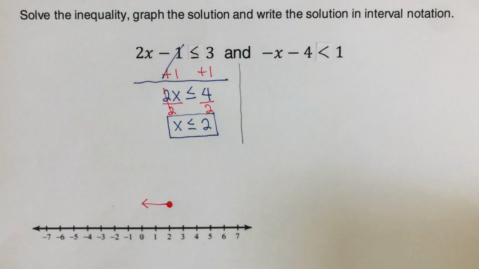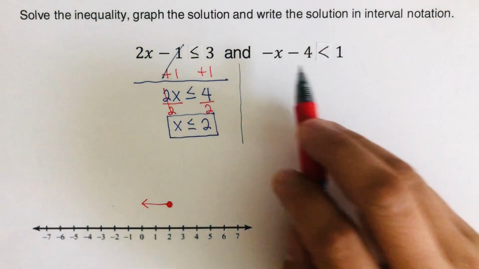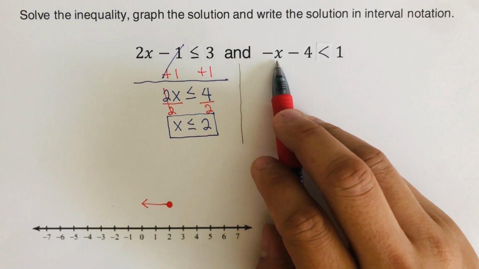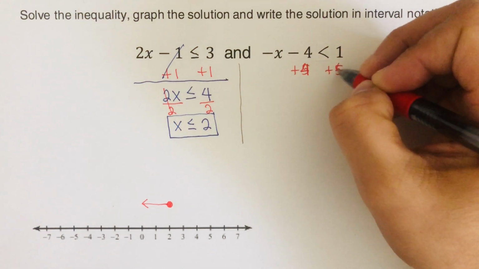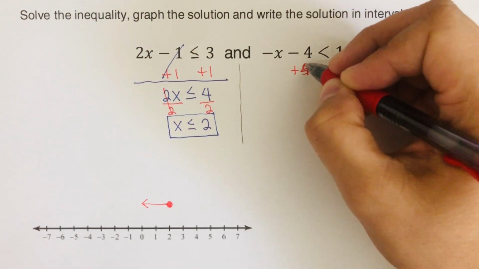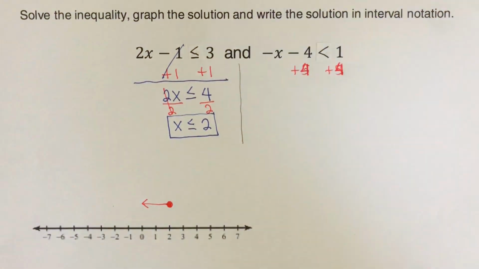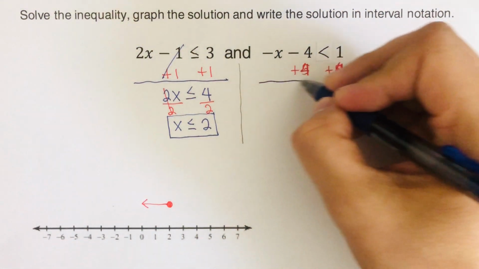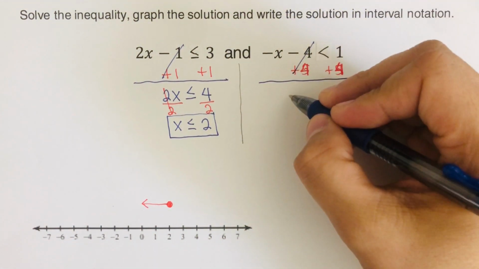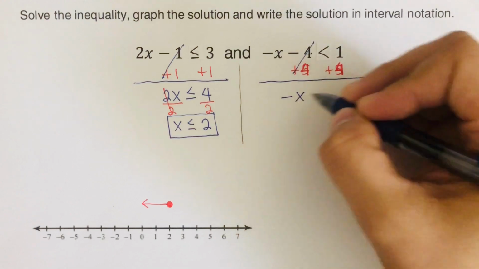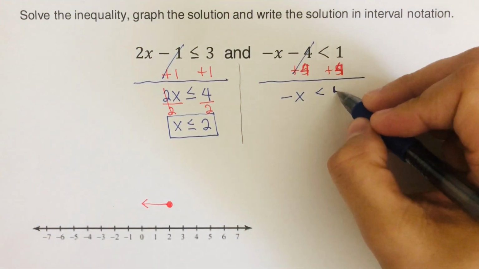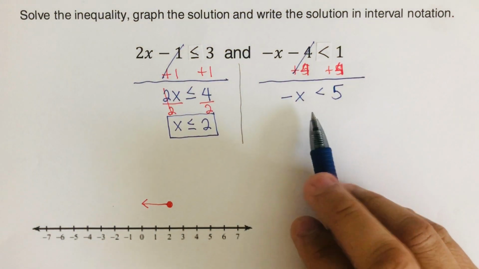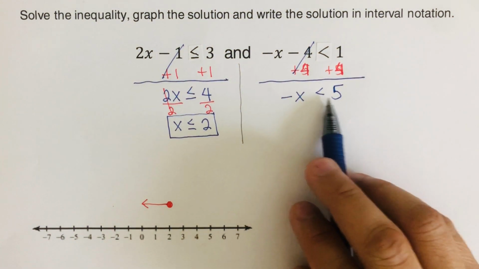So from here, we go ahead and solve the other inequality. Again, we want x by itself on the left side. We add 4 to both sides. Then we can cross the 4 out. We're left with negative x is less than 5.